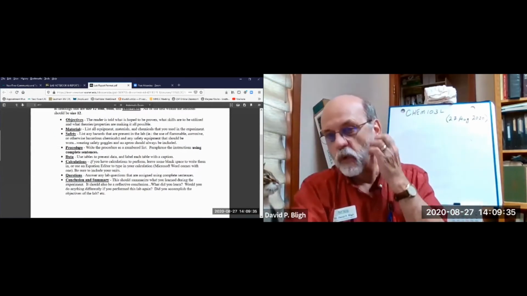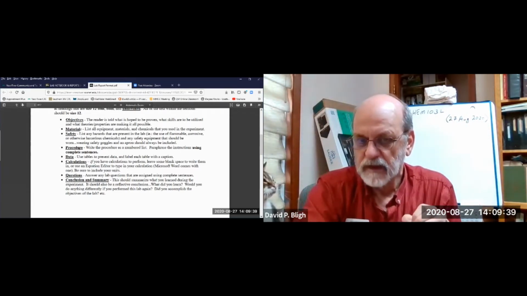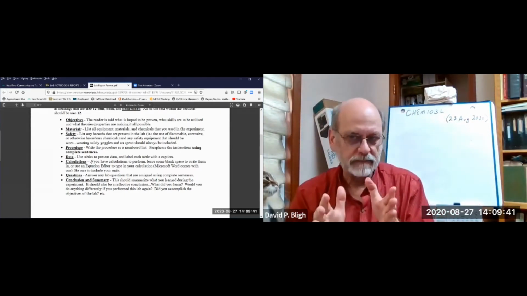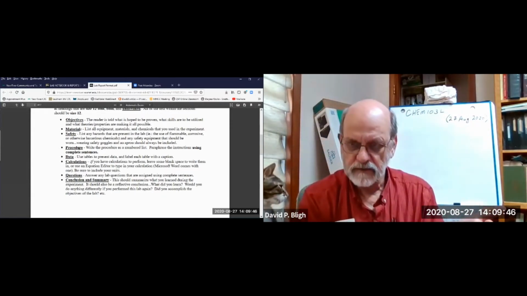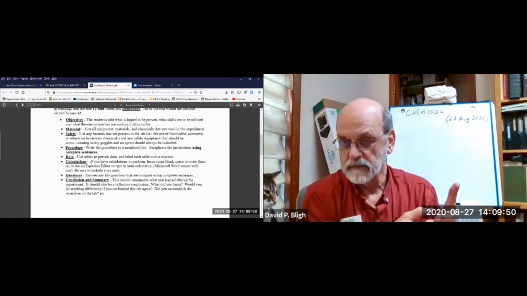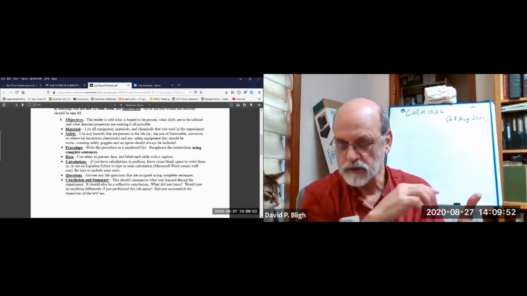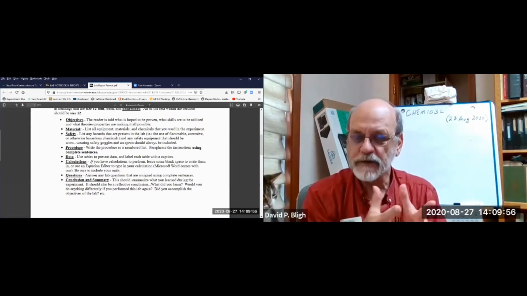Procedure. What procedure did you use to conduct the experiment? Now, when you look at the hard copy of an experiment, it's going to say, do this, do this, do this, do this. And that's the way you put it into your lab notebook. 1, 2, 3, 4. This is what you do step by step.